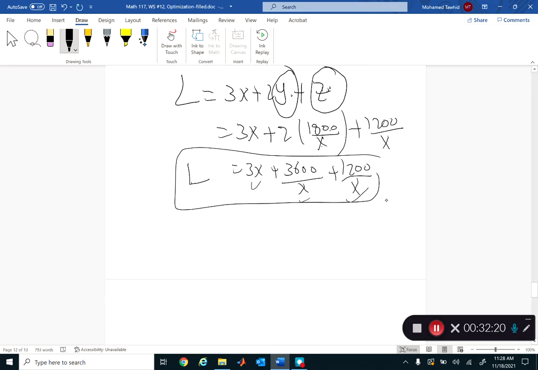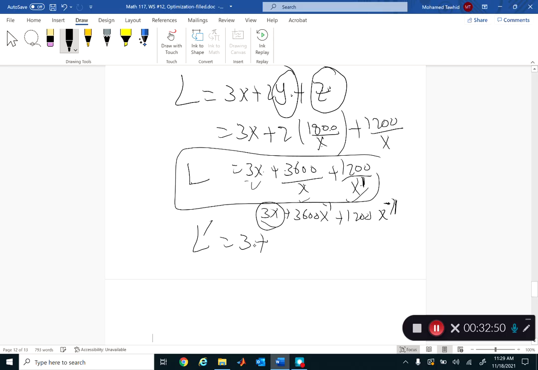So how do I get the derivative? I need to get L prime. What is the derivative of 3x? The derivative of 3x is 3, plus the derivative of this. You could write this as 3x plus 3600 x to the power of negative 1, plus 1200 x to the power of negative 1. Because if I take x up, you have the opposite sign in the exponent. So now it's easy to take the derivative.